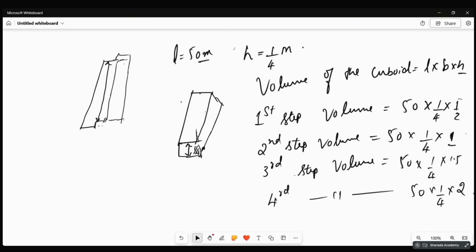Total, there are 15 steps. So total volume, what is required? Concrete total volume, how much it is required is asked. So there are 15 steps. N is 15. Sn you should calculate. And the AP will be like this: 50 into 1 by 4 into this is the first, second, third, like this it will come.